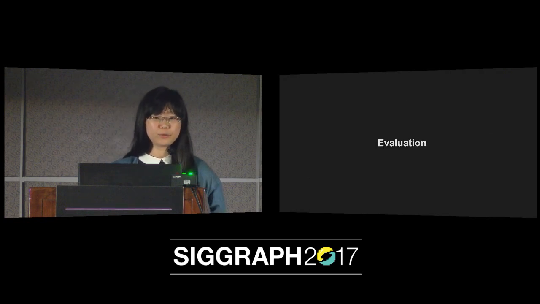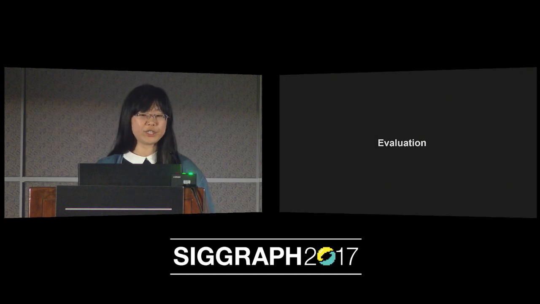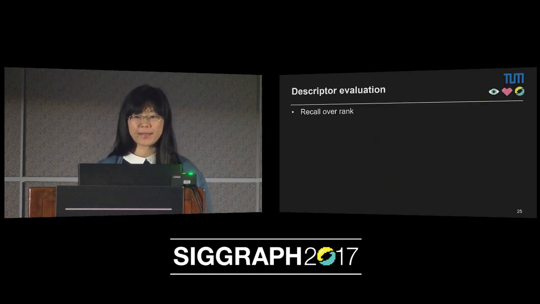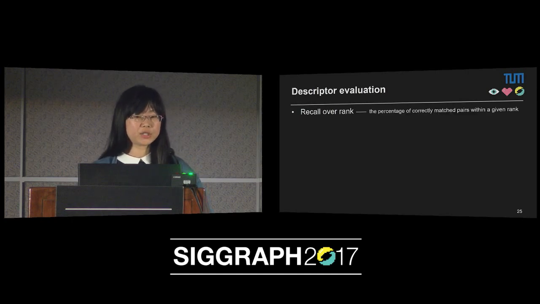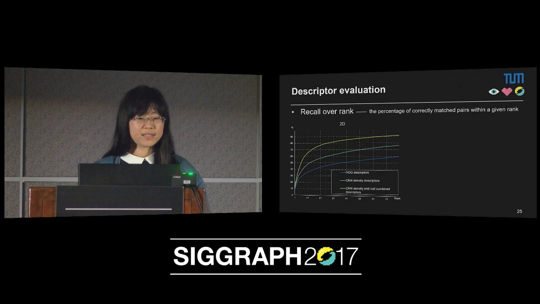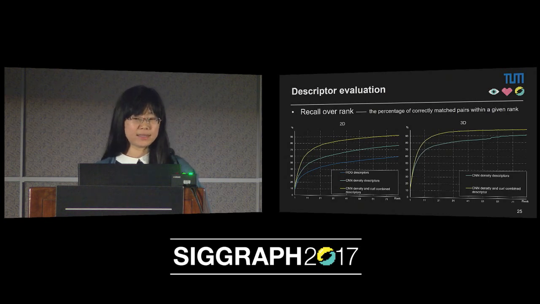Before going to the results, I would like to show something about the descriptor evaluation. Here we show it with the recall over rank, which tells us how many related pairs are matched within a given rank. In 2D, we see that this green density descriptor works already better than the blue HOG image descriptor. The HOG descriptor is typically used for image identification problems. And if we use the curl combined descriptor, which is the yellow one, it works even better than the other two. And in 3D, we can see a similar trend. It is clear that the CNN descriptor is more discriminative, and the curl combined descriptor can also improve results visually.